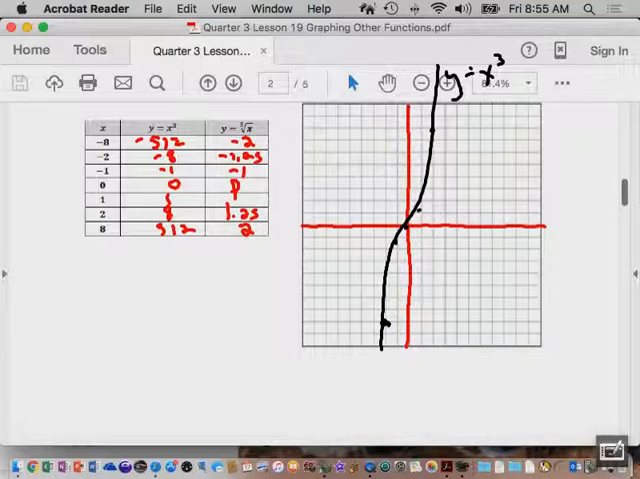Are we good? Now, take a look here. Isn't it kind of like we took this half of the parabola that would have gone over here, and we folded it down here? Because with cubes, you can get negatives, right?